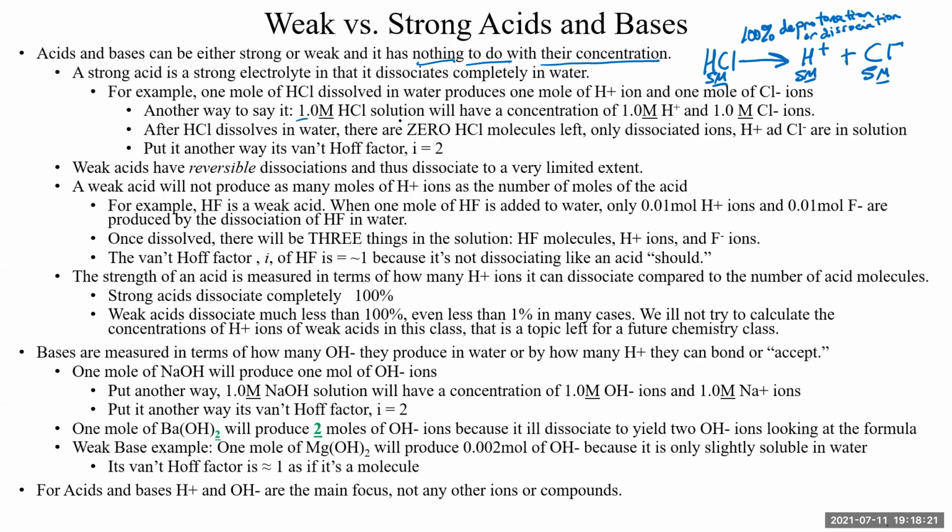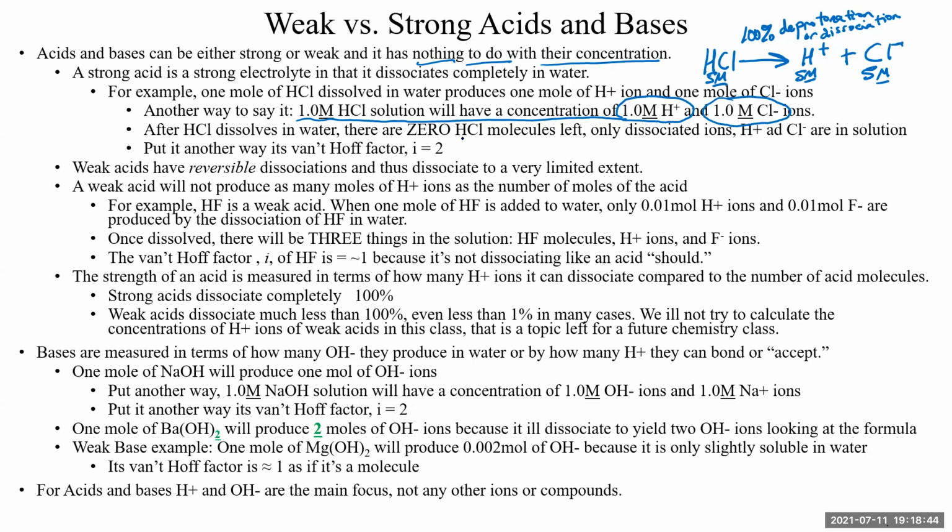Oh, and here's the other example. Here I use 1 molar. Same thing though. 1 molar of hydrochloric acid will produce a 1 molar solution of hydrogen ion and a 1 molar solution of chloride ions. Exactly the same concentration because 100% of the HCl is converted into H+ and Cl minus.